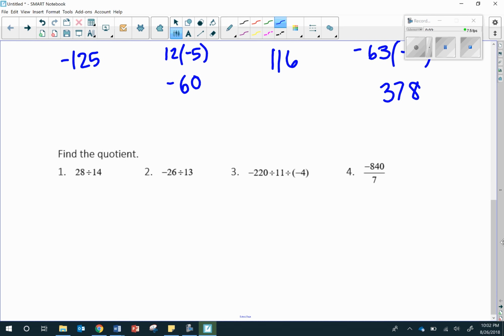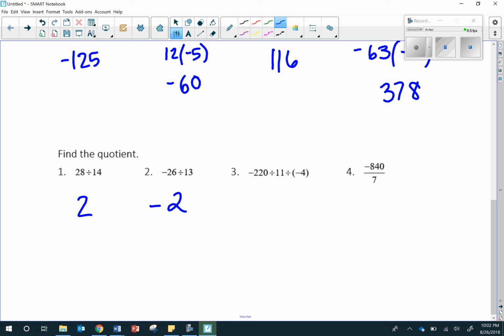In these next 4, we're going to find the quotient. 28 divided by 14 is simply positive 2. Negative 26 divided by 13, our signs are different, so we're going to have negative 2 as our quotient.